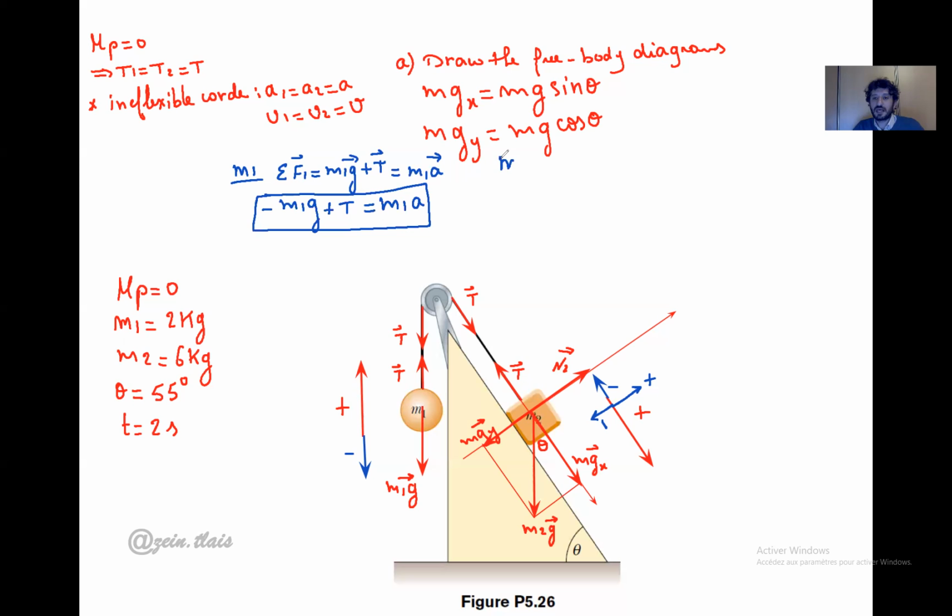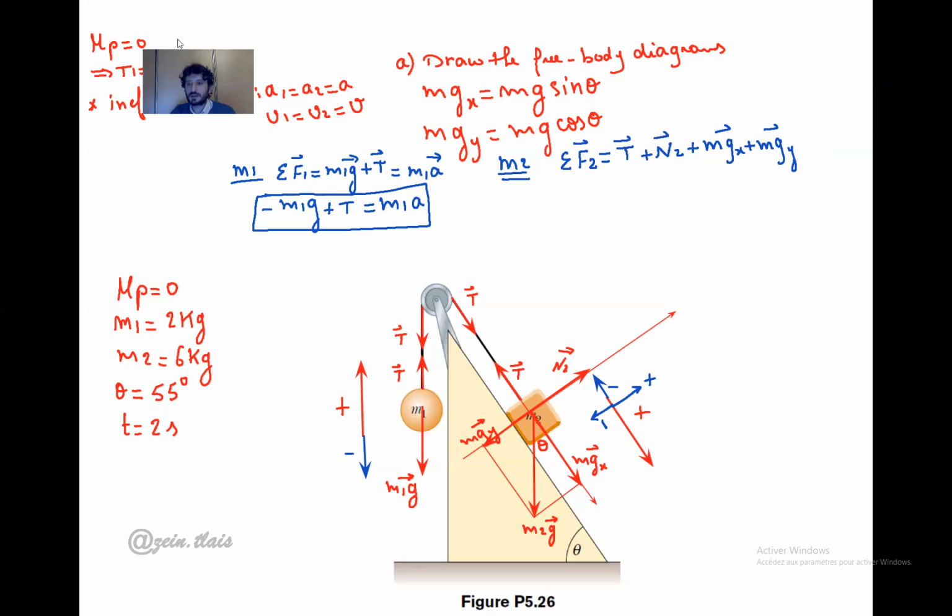Okay, we take M2. We have the summation of F on the object 2 equals to T. We have T, we have N2, we have MGX, MGY, and T, N, MGX, MGY equals, okay, equals to M2A. Okay, A. We don't need to write AX, AY, just A.